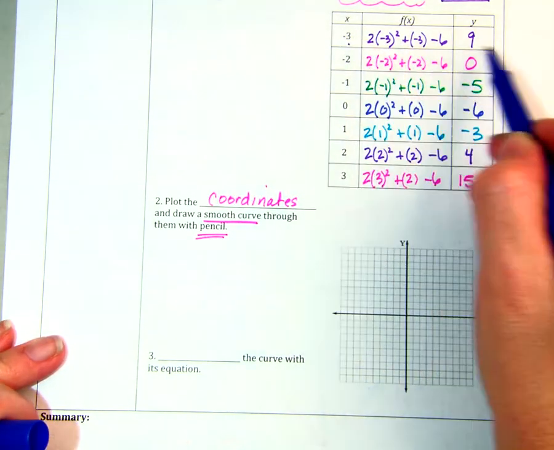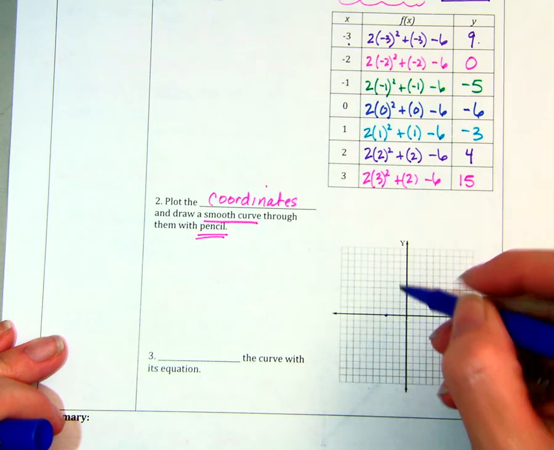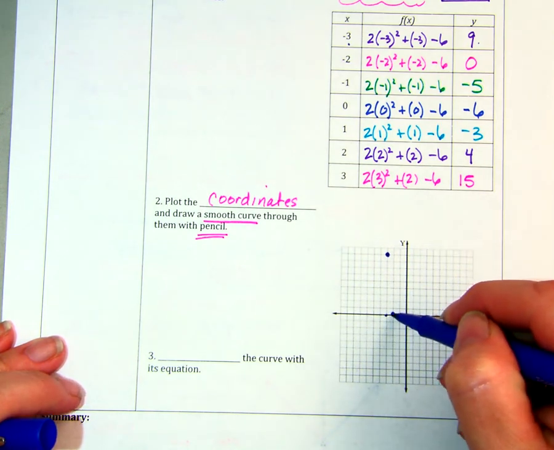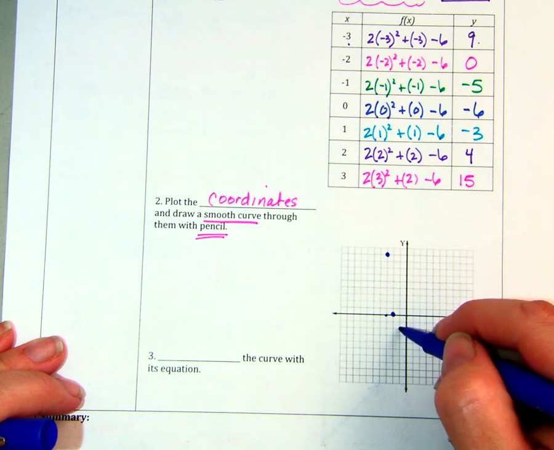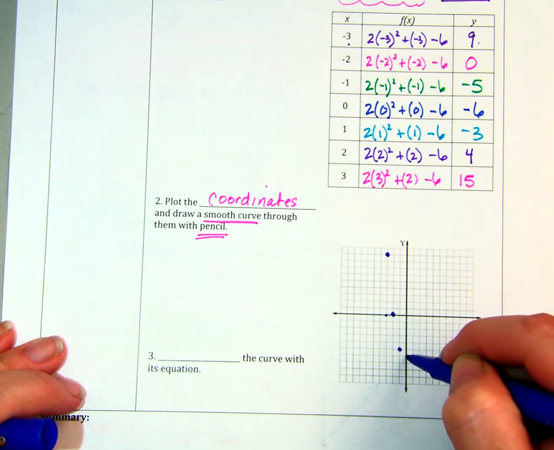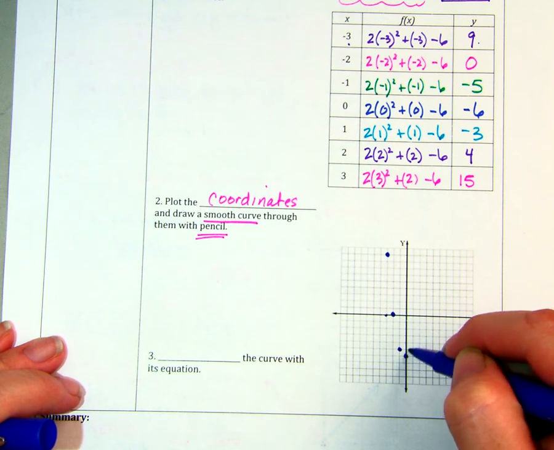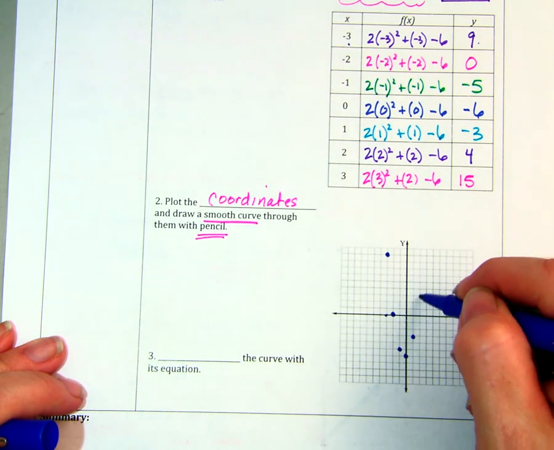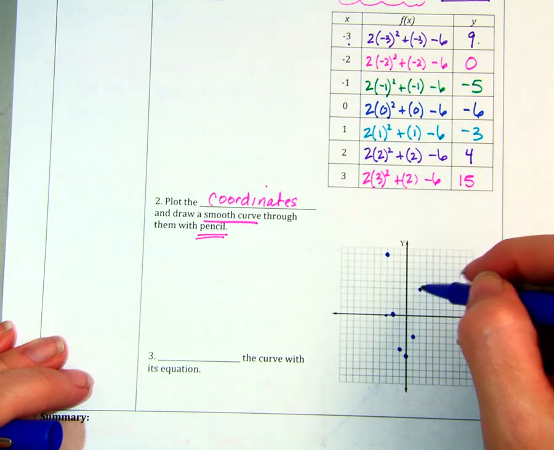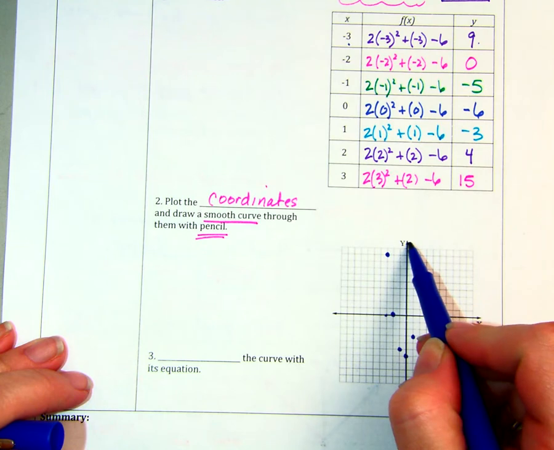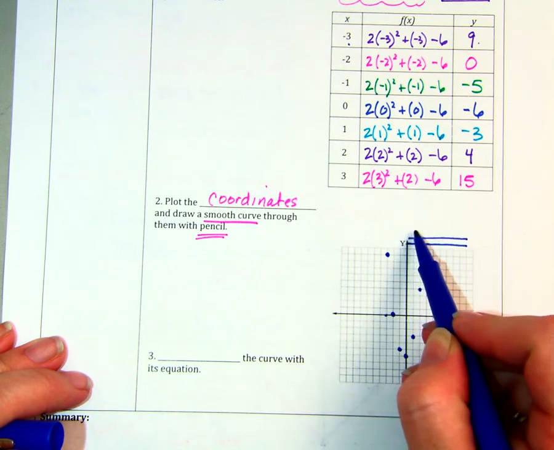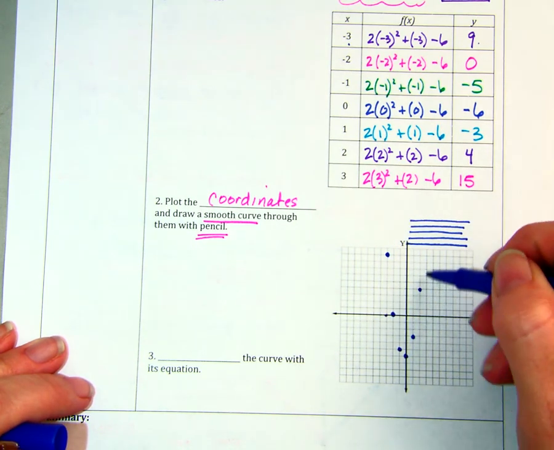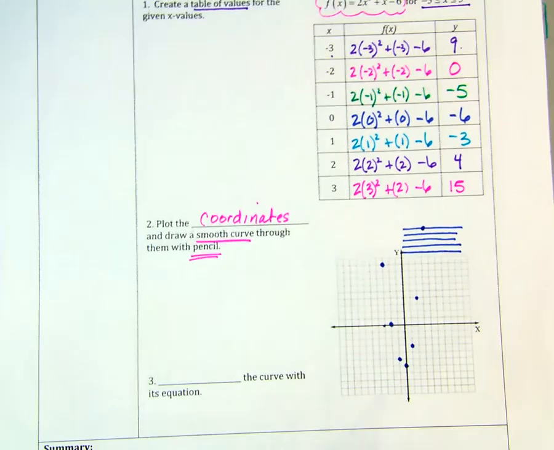So we start up here with our points. We have the point negative 3, 9. 1, 2, 3 left and up 9. Negative 2, 0. Negative 1, negative 5. 1, 2, 3, 4, negative 5. 0, negative 6. 1, negative 3. 2, 4. And 3, 15 is kind of a problem. You got to kind of eyeball it. 11, 12, 13, 14, 15. So that is 3, 15 right there.